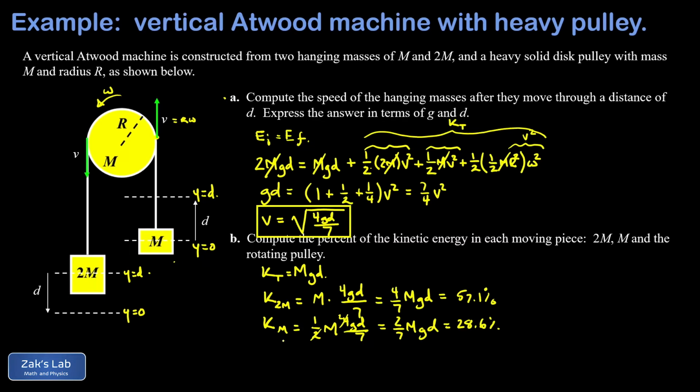Finally, we look at the kinetic energy in the rotating disk in its final state. I'll call that kd. And that was given by this final term in our original energy equation. And I could write that as 1/4 m times v squared. Remember, r squared omega squared can be replaced with v squared. V squared, again, is 4gd over 7. The 4's cancel, and I end up with 1/7 mgd. And this gives me 14.3%. Now we've done a little bit of rounding here, but if we add up all these percents, we're happy to find that we end up with 100% of the energy, and we're done.